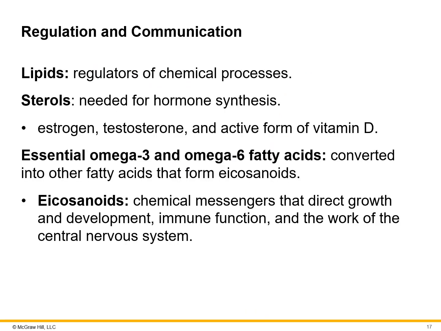All right, as far as its role in regulating and communicating, they are important regulators of chemical processing, so just messengers to communicate with other cells. Besides cholesterol, other sterols are used to make hormones, so like estrogen and testosterone, even vitamin D. We need those sterols for that. Again, those essential omega-3 and 6 fatty acids are needed to make other fatty acids, and those eicosanoids, which are chemical messengers, especially with inflammation or pain or immune function. They're needed to make those messengers.